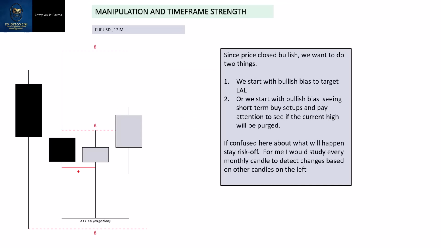Now, we have got this candle closing higher. We have got this candle closing higher. So what are we going to do now? Since the price closed bullish, we want to do 2 things. We start with bullish buyers to target the last area of liquidity. So we start with bullish buyers to target this area, right? Or we start with bullish buyers seeing short-term buy setups and pay attention to see if the current high will be purged. Most of the time, if this one is going to hold, this one will be purged, right?